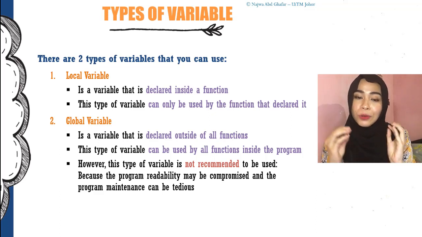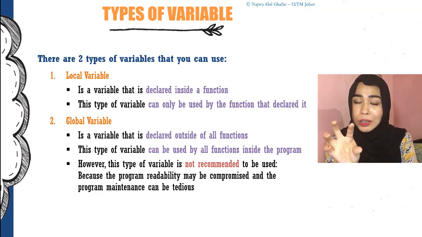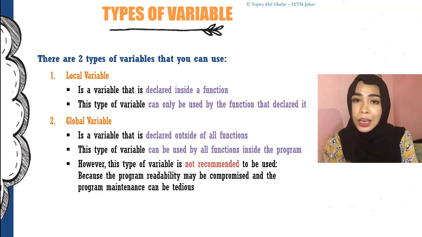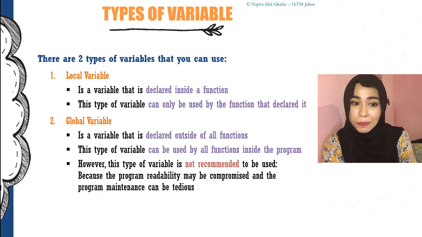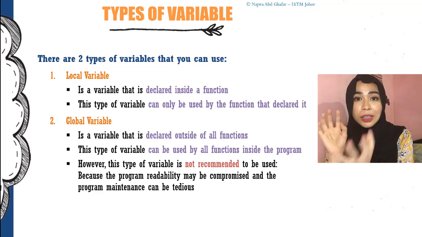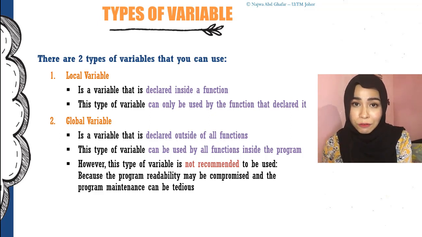For example, if you see your function, inside your function you have declarations, meaning that the variables declared inside your function can only be used by that function. It cannot be used by other functions. So this type of variable can only be used by the function that declared it. This is a local variable, meaning that it is declared locally by that function. So if it's declared locally, other functions cannot use the variables inside that function.